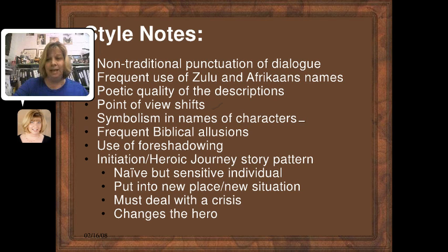Pay attention to the names of the characters. There's a lot of symbolism. There are frequent allusions to biblical stories, and that leads to some foreshadowing. And then just this general idea of an initiation story and the hero's journey.